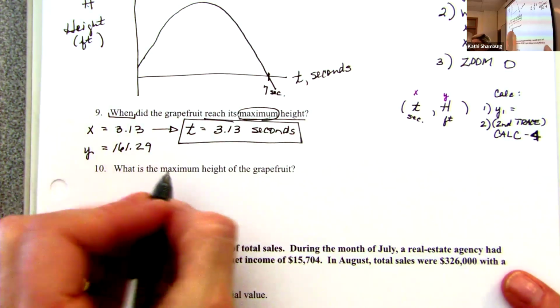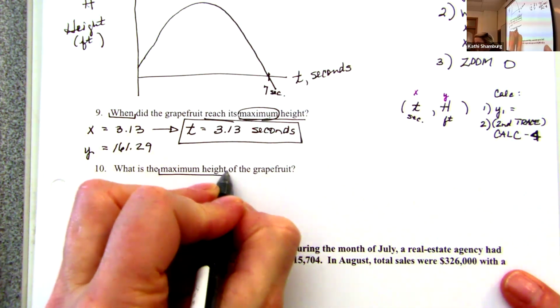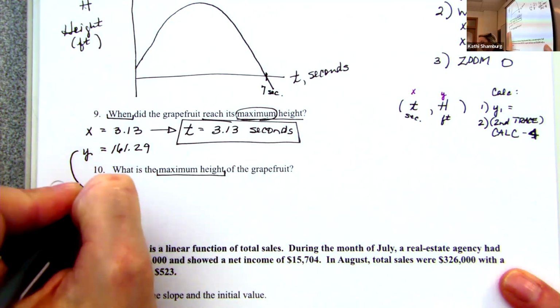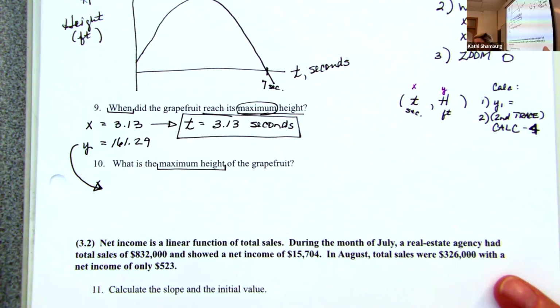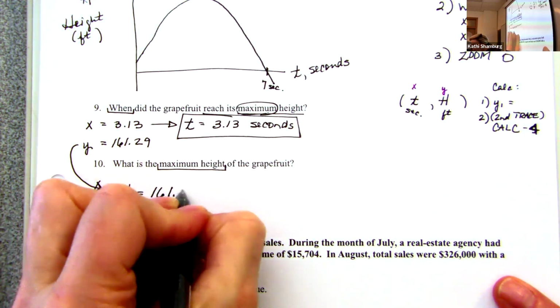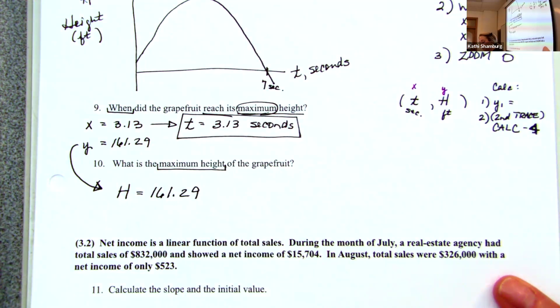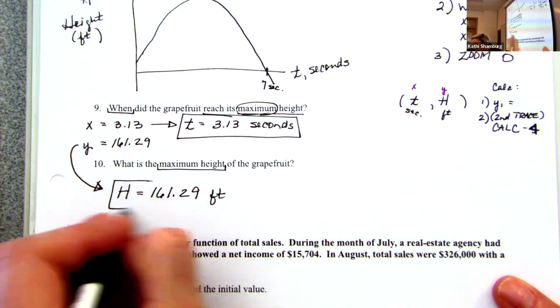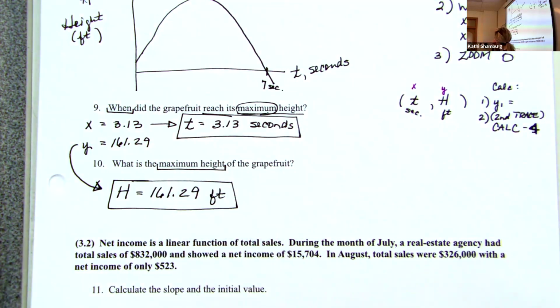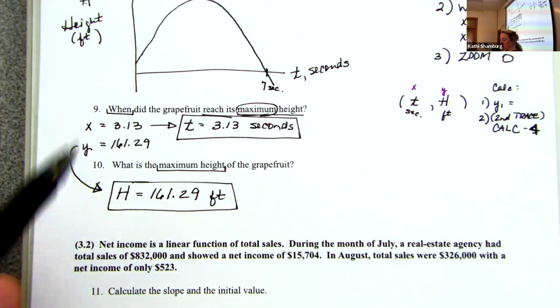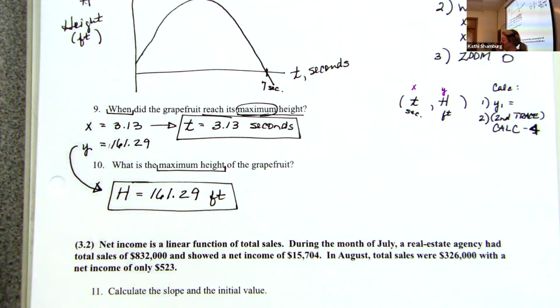10 says, what is the maximum height of the grapefruit? Height is our function, which is 161.29 what? Feet. So we found that, but it didn't ask for it until 10. So you got to be sure that you know what it's asking and don't give me both answers on 9 and not specify which one's your answer.